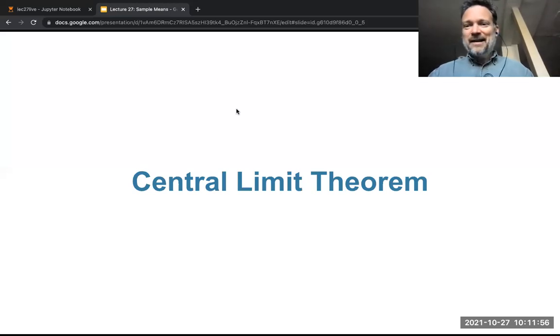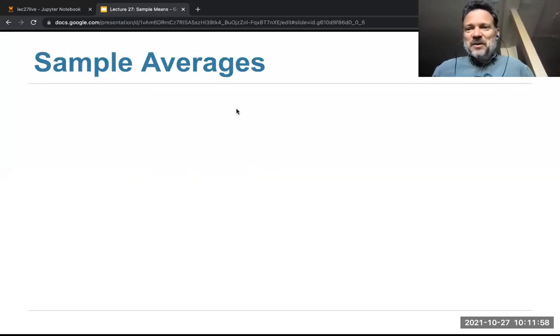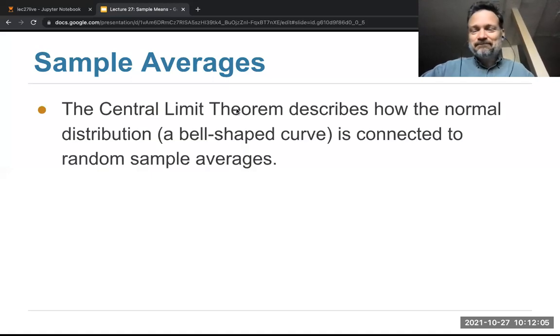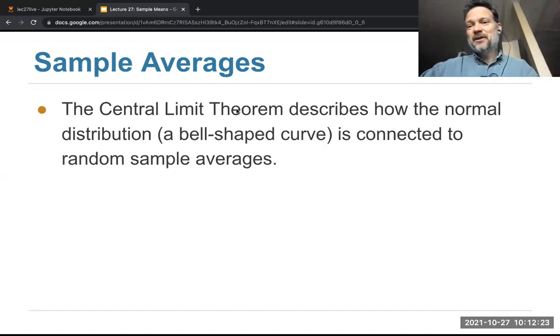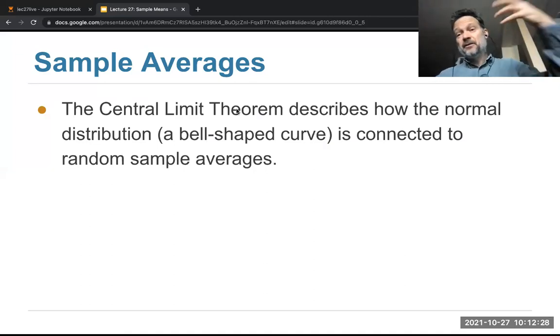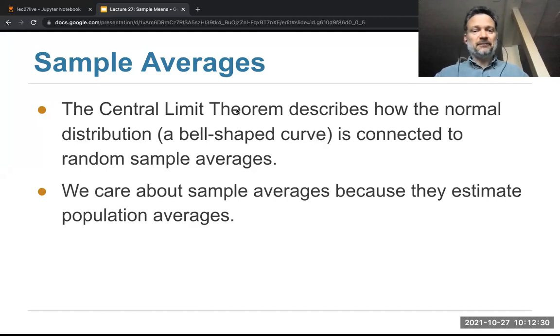All right, central limit theorem. So let's do a little refresher about the central limit theorem from last lecture. The central limit theorem draws a connection between the averages of a random sample and the normal distribution, the bell-shaped curve. The central limit theorem tells us about what the shape of the distribution is if you take a sample and you take the average of the values in that sample.